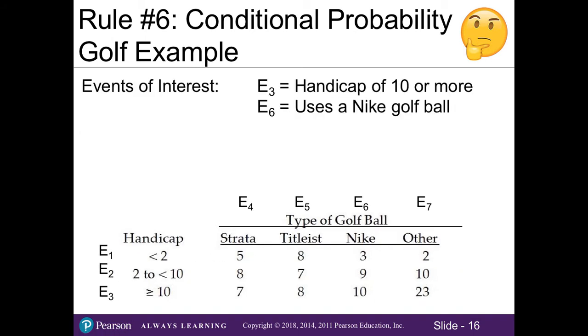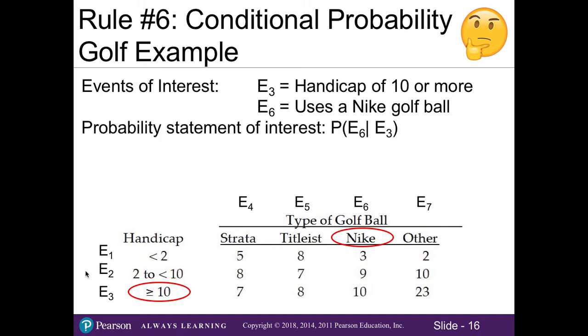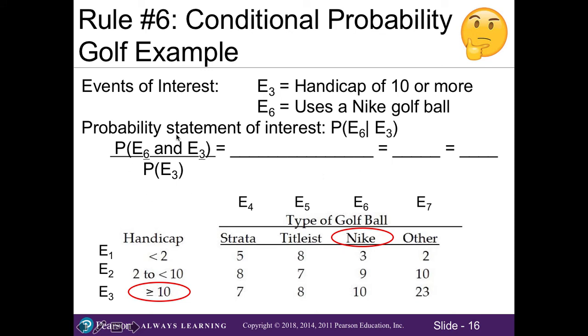So our 2 events of interest are players with a handicap of 10 or more and those that use a Nike golf ball. So our probability statement of interest states: what's the probability of someone picking a Nike golf ball given that they have a handicap of 10 or more? Using our probability rule, we'll take the probability of choosing a Nike golf ball and having a handicap of 10 or more.